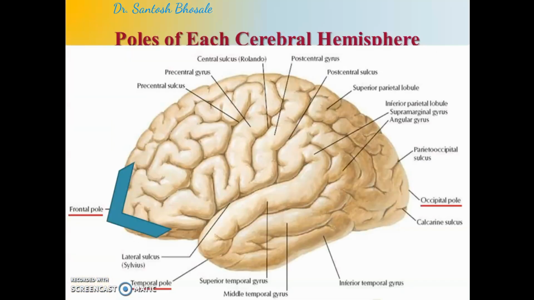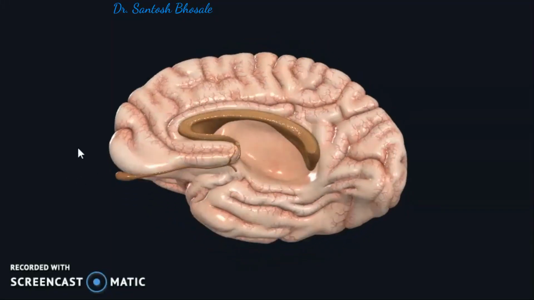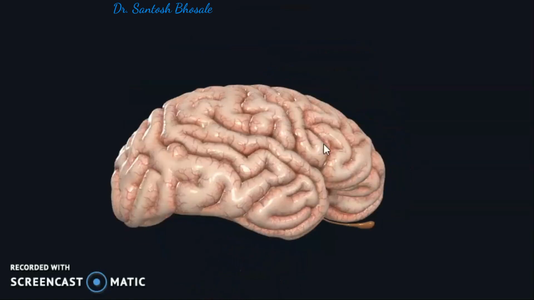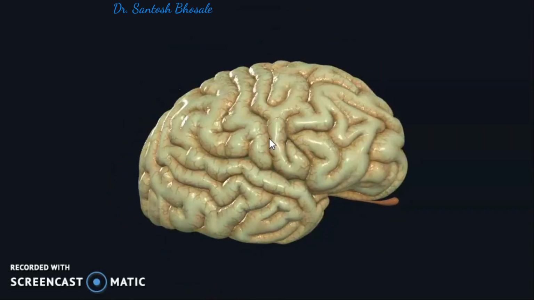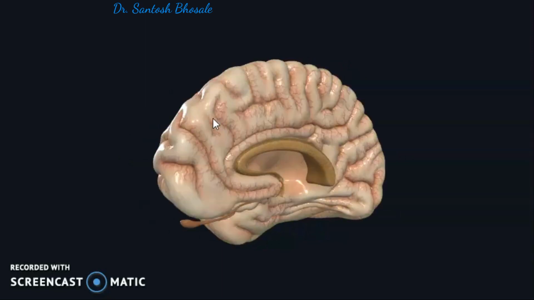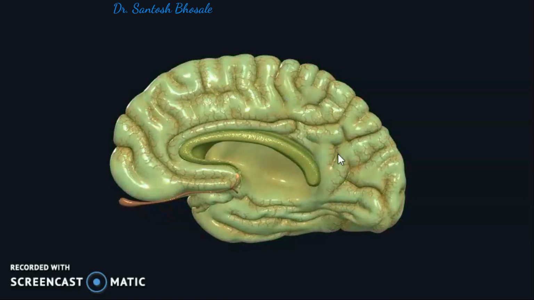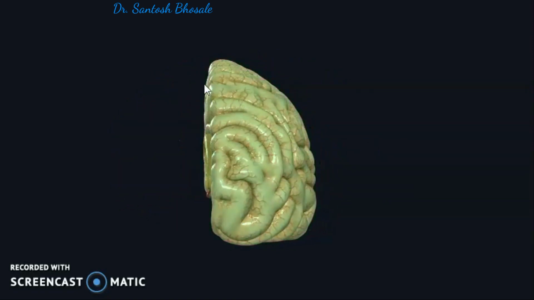You can see the 3 poles: frontal, temporal, and occipital. These are the ends of each lobe. Here you are seeing the lateral view of the right cerebral hemisphere. You can see this is a superolateral surface, convex, and you can notice the convexity now. And this is the flat medial surface. You can notice the flat surface it is having.